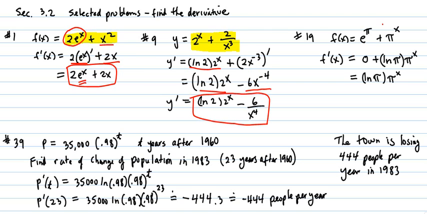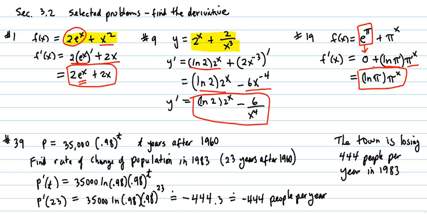Over here, 19, it's an interesting one. It's e to the pi plus pi to the x. E to the pi is a constant. It does not have an x in it. Derivative of a constant is 0. Pi is a number. We know the derivative of a number to the x is log of the number times the number to the x power. So that's all there is to that one.